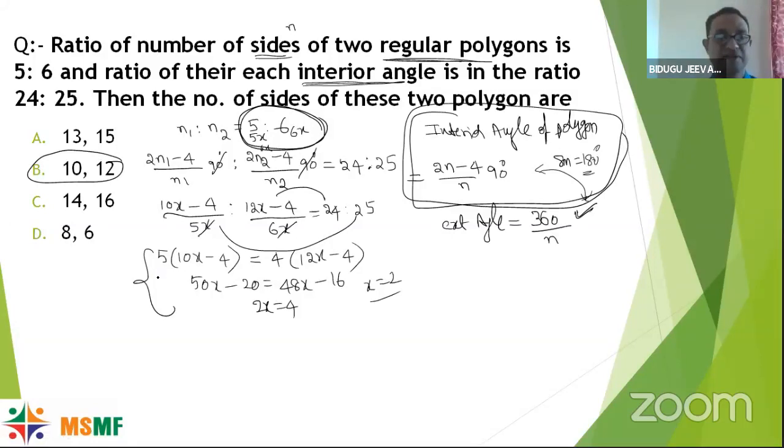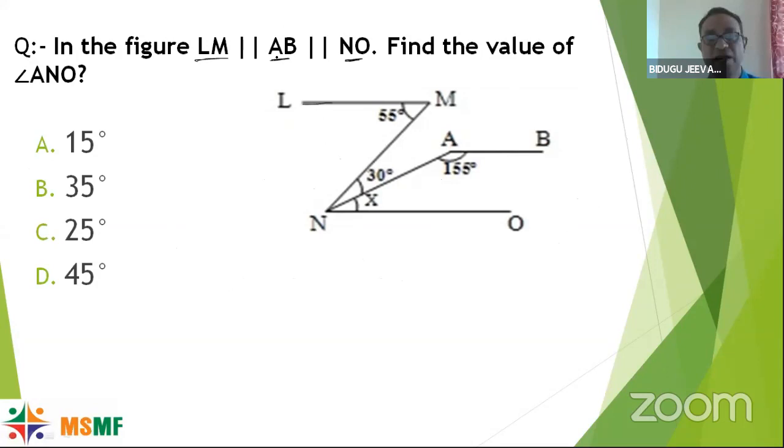Now here, in the given figure, LM, AB, and LO are parallel. I want this part, X.